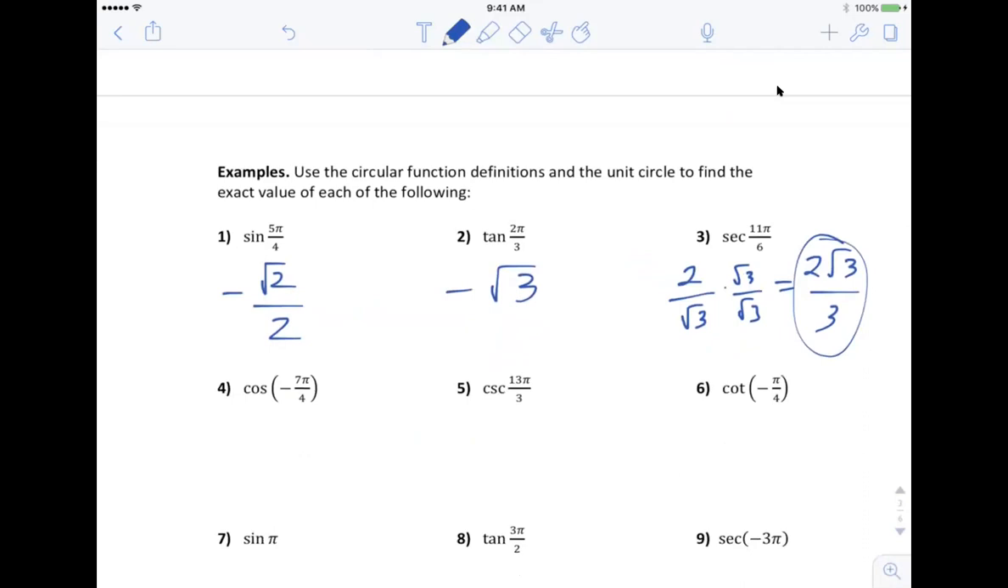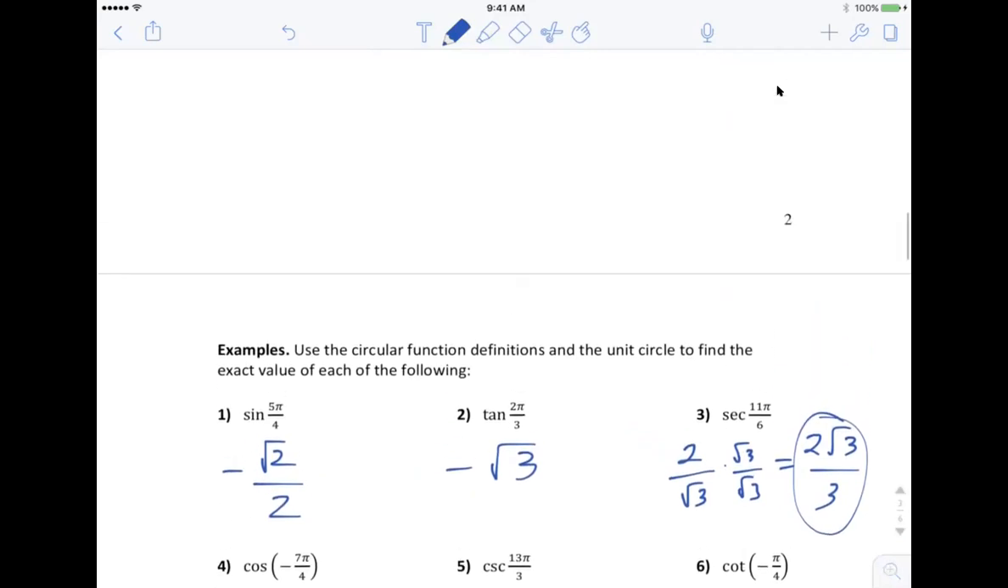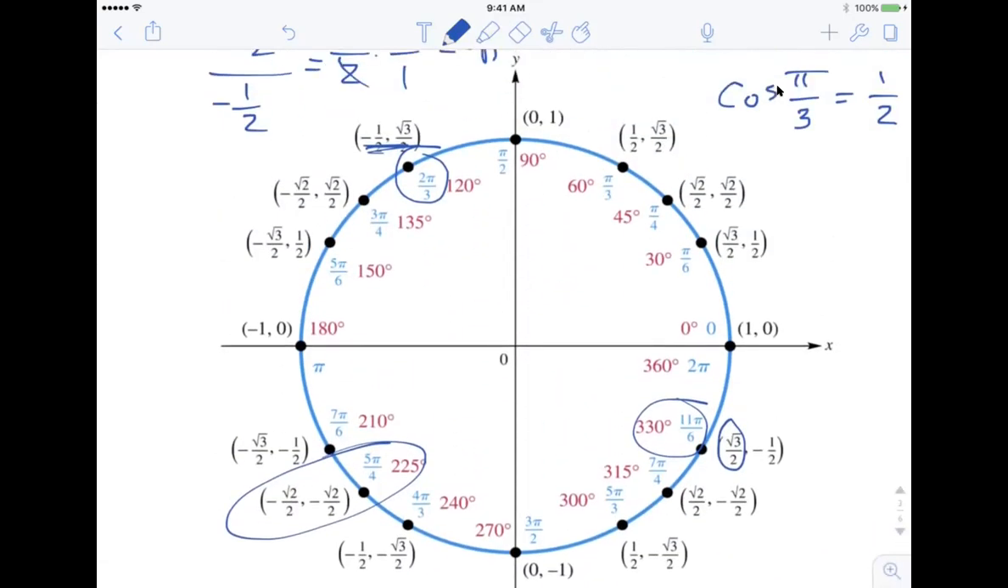Negative 7 pi over 4. Okay, now we're getting into an angle that's negative. It's not going to be just something you can look up directly. You're going to have to figure out where negative 7 pi over 4 is located. You can do that graphically, or you can add 2 pi to that or something like that. But I'll show you the way I would think of that using this unit circle.